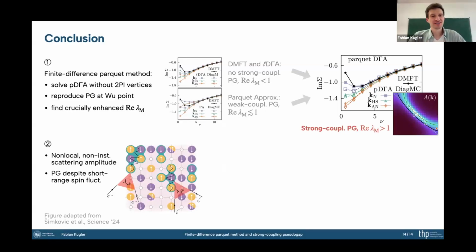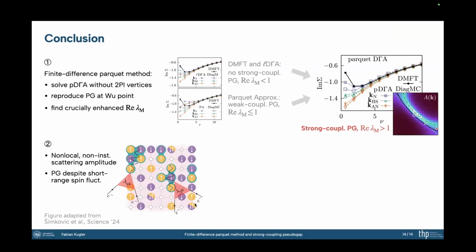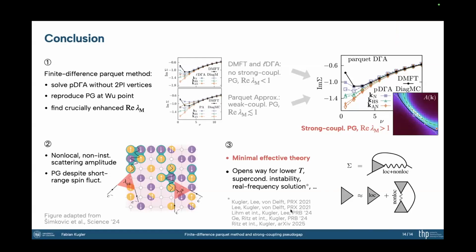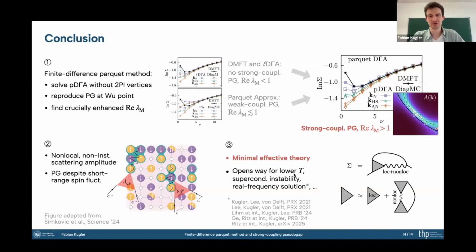short-range spin fluctuations can open a pseudogap, because the electrons feel those fluctuations at a distance in a non-local, non-instantaneous manner as encoded by the Hedin vertex. And finally, this allows us to derive this minimal set of ingredients needed for the strong coupling pseudogap. And I think this is very interesting because then in qualitative studies, one can use this set of equations to try to solve at lower temperatures, solve for a superconducting instability, and maybe even solve in real frequencies, which is, of course, something that's very dear to my heart.